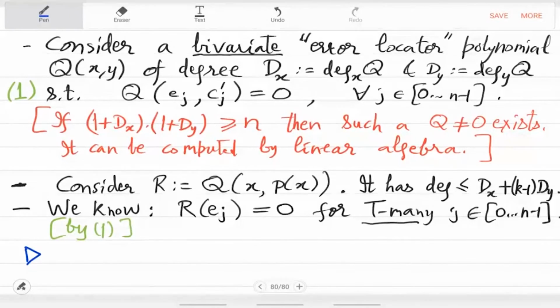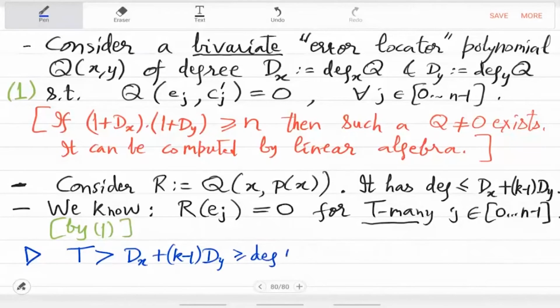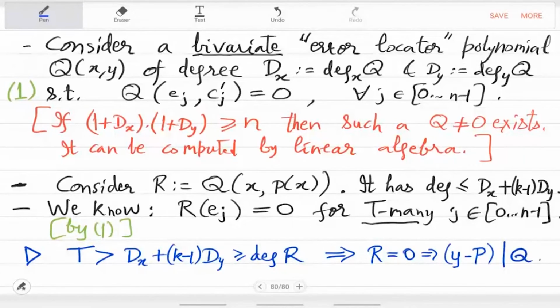So the point being made here is that the degree is actually smaller than this bound d_x plus k minus 1 times d_y. So as long as t is bigger than d_x plus (k minus 1) d_y, which is greater than or equal to the degree of r, what can you deduce? That r is 0. And if r is 0, then you would have deduced that y minus p is a factor of q, right, which is what Bob wants, that the factors of q should contain p.